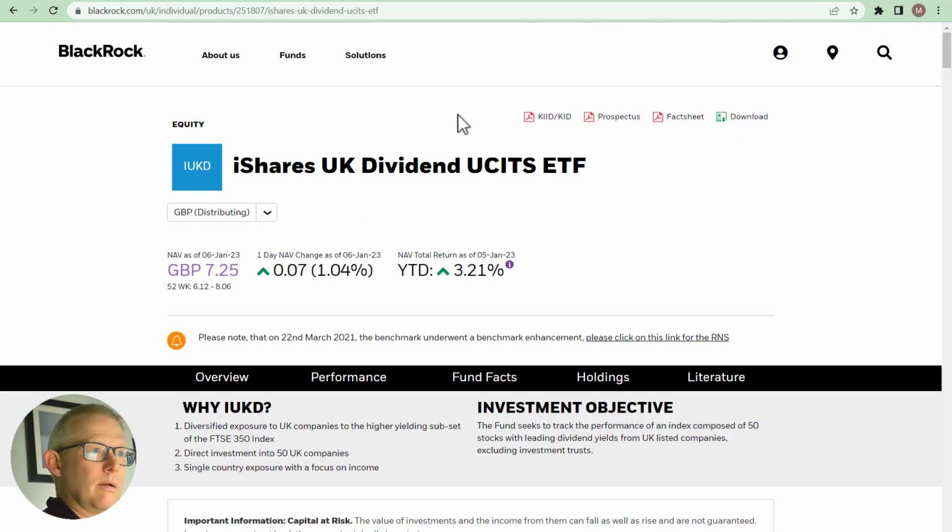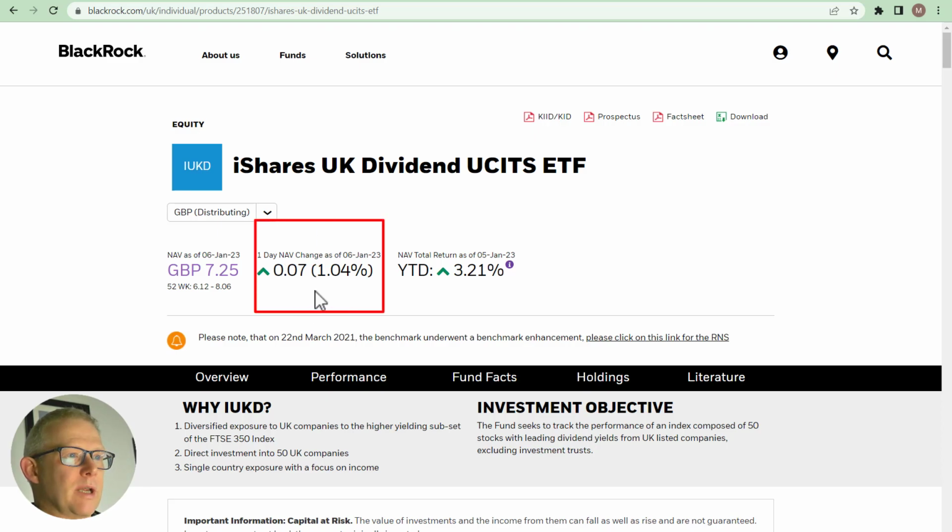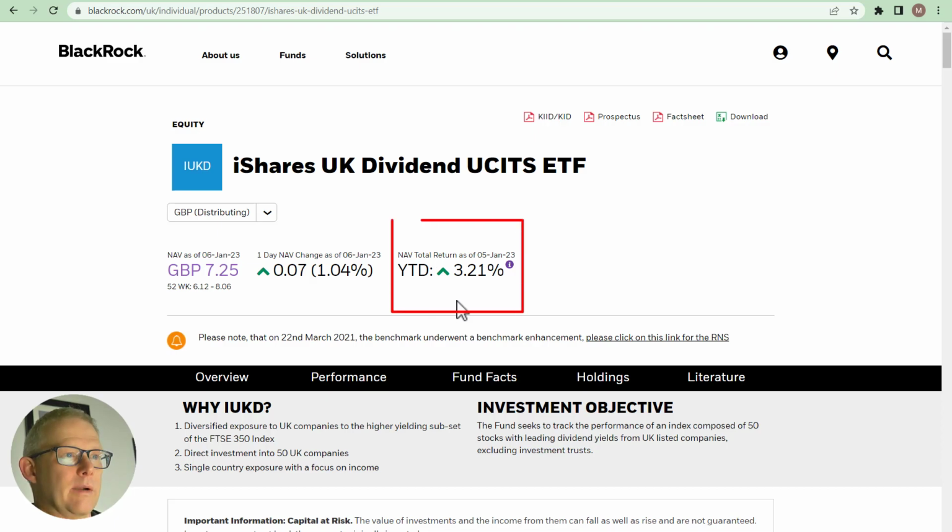On the BlackRock website you get a lot of detail about the actual fund. First of all you get its price as at the most recent day. You get to see the change over a day and the change year to date. As of the 5th of January, this fund was up 3.21%, and that's not bad compared to the climate we've been in. Up in the top right hand side you have the key information document and prospectus fact sheet, and you can download some of those details.